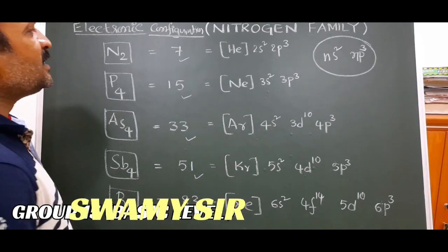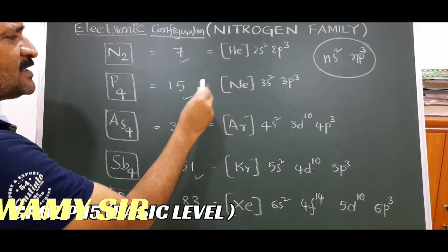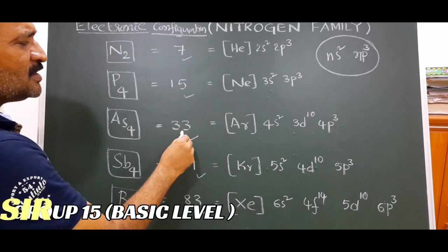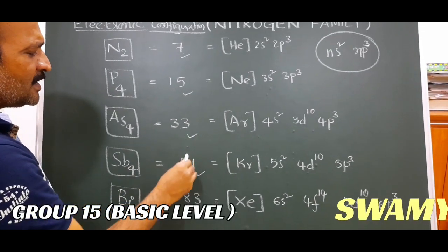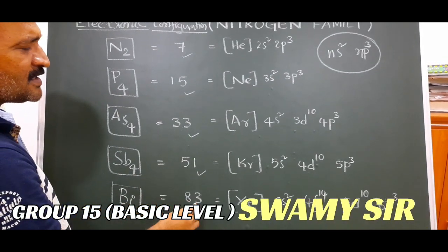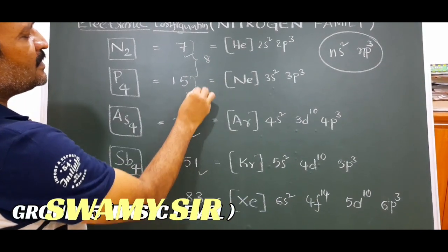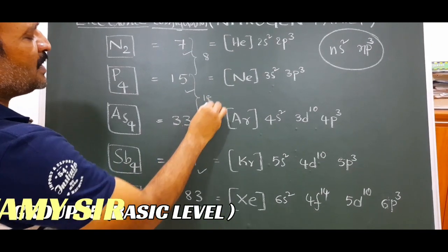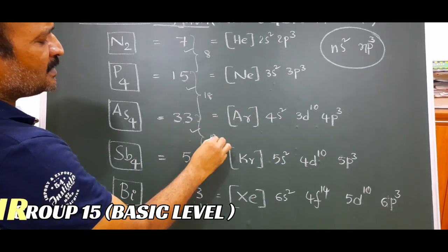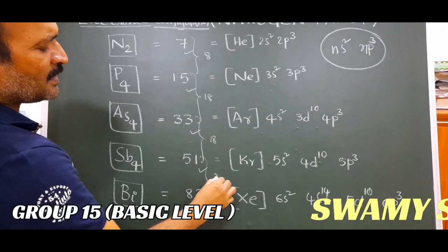Students, you observe one thing. 7 to 15, the difference is 8. 15 to 33, the difference is 18. 33 to 51, the difference is 18. 51 to 83, the difference is 32. I am recalling: here the difference is 8, here 18, here 18, here 32.